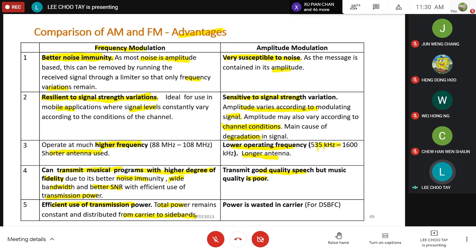For amplitude modulation techniques, we have seen that a lot of power is wasted in the carrier, isn't it? This is especially true for the double sideband full carrier modulation technique, where at least 67% of the transmitted power is wasted in the carrier. So that is the 5 main advantages of FM over AM.